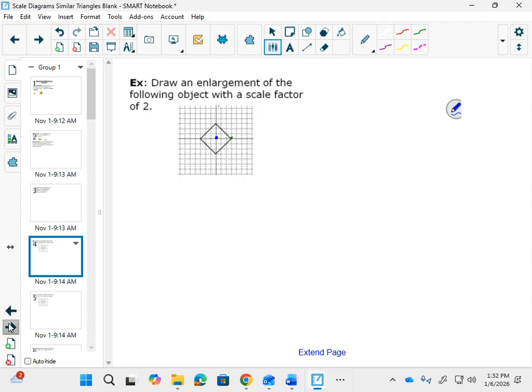So if I doubled that, it would be 6 away. Same thing, this point is 3 away, I double it, 6 away, 3 away, double it, 6 away, 3 away, double it, 6 away, and now when I join these, it is exactly double.